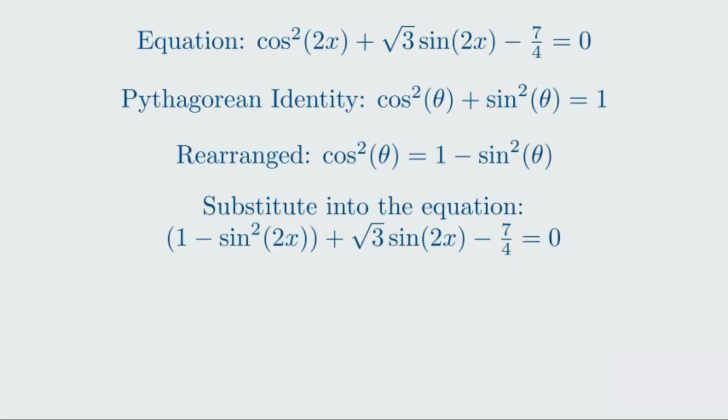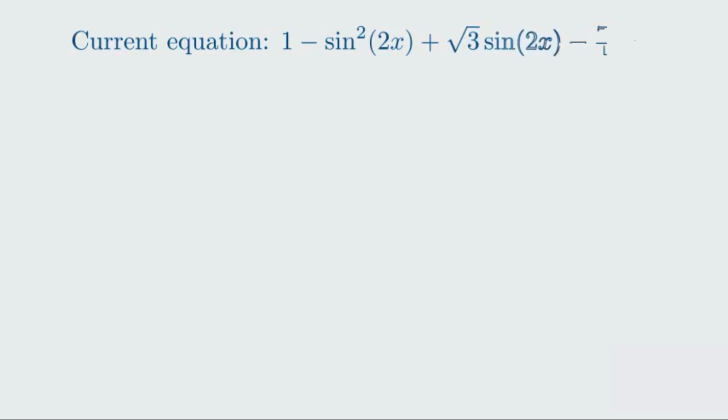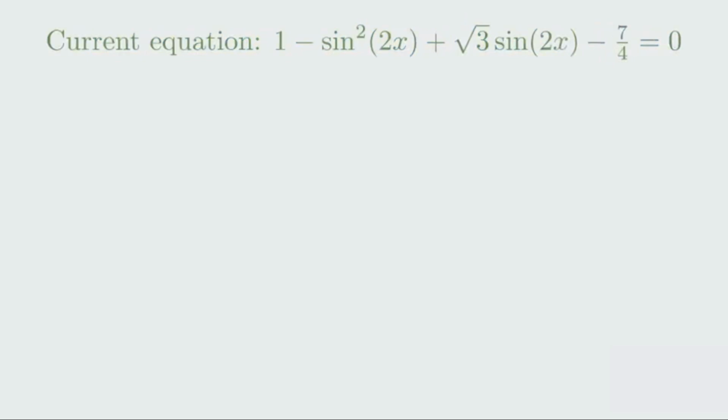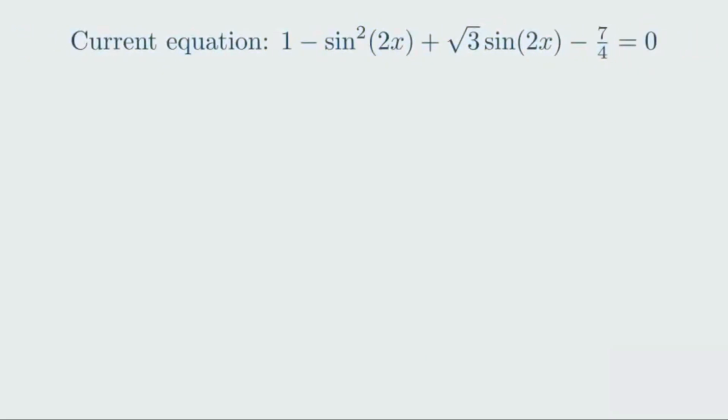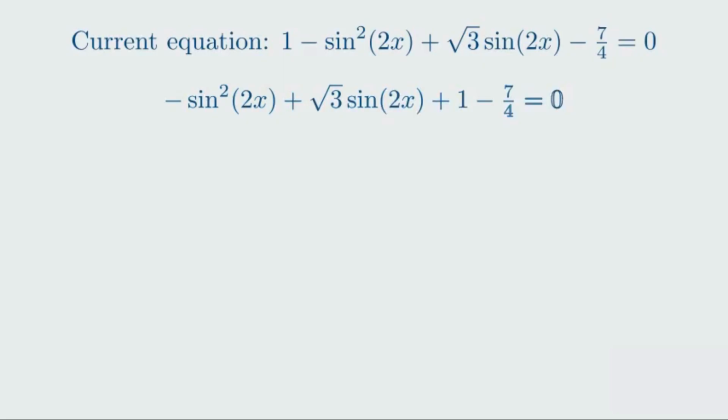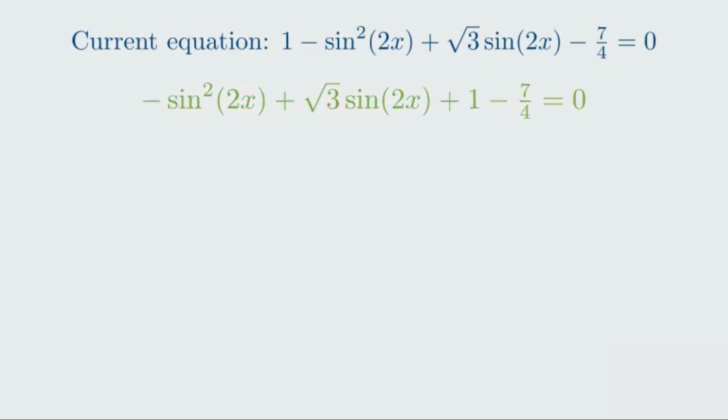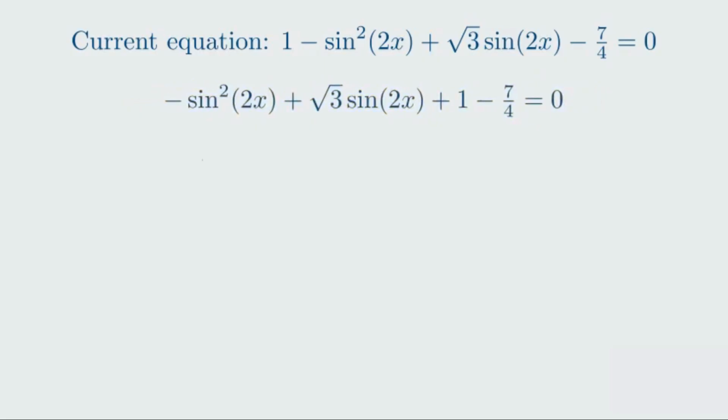Great. Now that we have the equation in terms of just the sine function, we can simplify it. Let's start by rearranging the terms and combining any constant values. Our current equation is 1 minus sine squared of 2x plus square root of 3 sine of 2x minus 7/4 equals 0. First, let's group the constant terms 1 and 7/4 together. We can rewrite the equation as negative sine squared of 2x plus square root of 3 sine of 2x plus 1 minus 7/4, all equals 0. Let's combine those constants. 1 is the same as 4/4, so 4/4 minus 7/4 is negative 3/4.